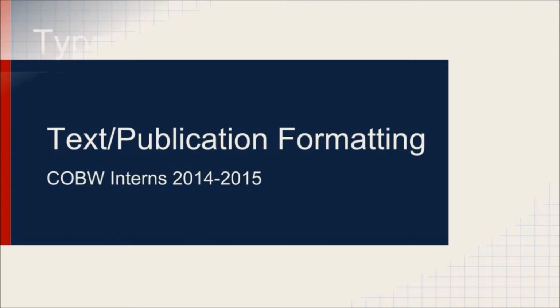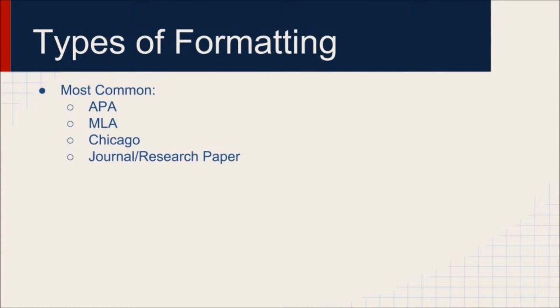So we're going to start off by just going through the basic types of formatting of essays or papers. Those would be APA, MLA, Chicago, and journal or research papers, which can be a little bit different because usually you're sending them into a peer-reviewed journal for maybe medical reasons or law or something like that. So that format may differ a little bit from the things you may see in university or high school.